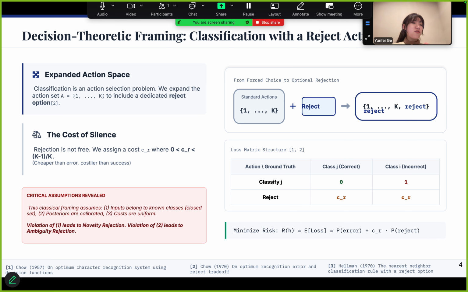Now that framing rests on three assumptions that become the research agenda for the rest of the survey. First, inputs belong to known classes. Second, posteriors are calibrated. Third, costs are uniform. When assumption 1 breaks down, you need novelty rejection. When assumption 2 breaks down, the threshold becomes unreliable. When assumption 3 breaks down, you need class-dependent thresholds. Each failure generates a distinct research thread.